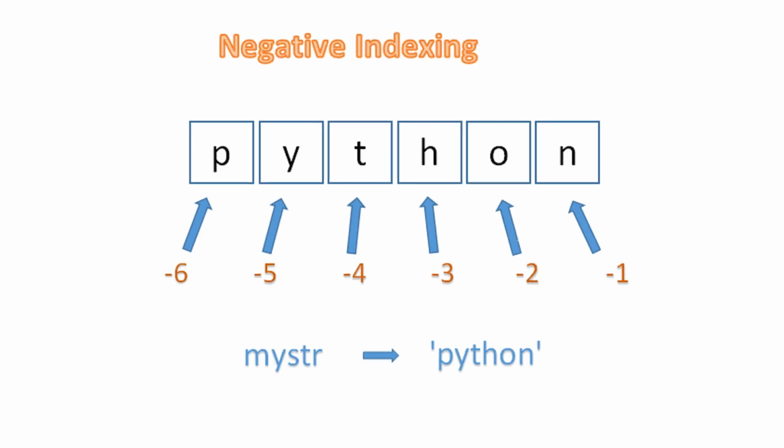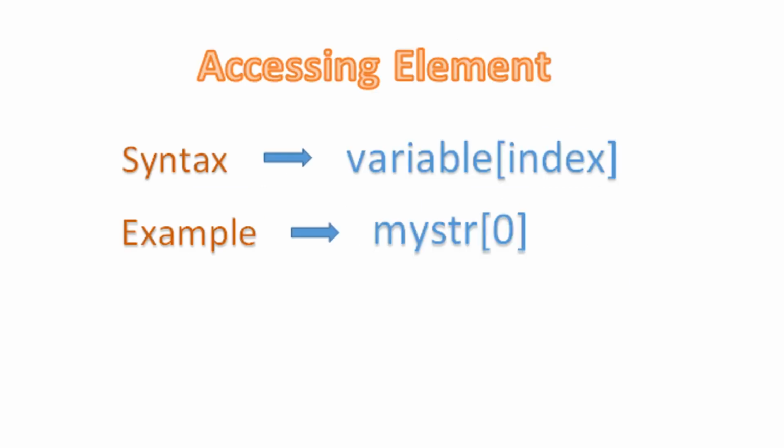We can also have negative indexes. Negative indexes can be read in reverse order. So the index of last element is equal to -1, second last element is -2, third last element is -3, and so on. We can access individual element using indexing.